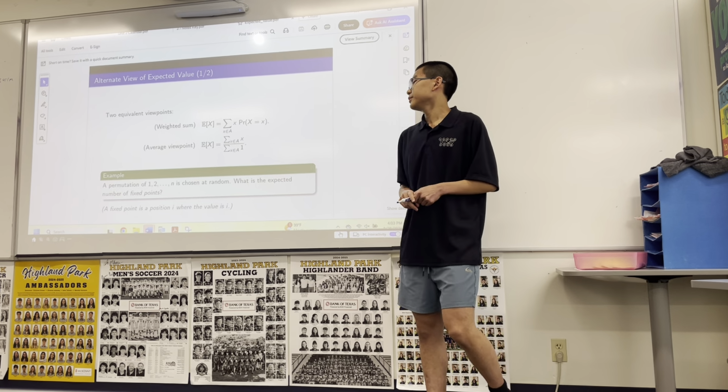Let's calculate it by hand for some small values of n. For n equals 1, what's the expected number of fixed points? Yeah, because there's only one permutation, right? And that one permutation has one fixed point. So let's make a table. For n equals 1 it is 1. What about 2? It's 1, 2 and 2, 1. This has 2, this has 0. The average is 1. What about 3?